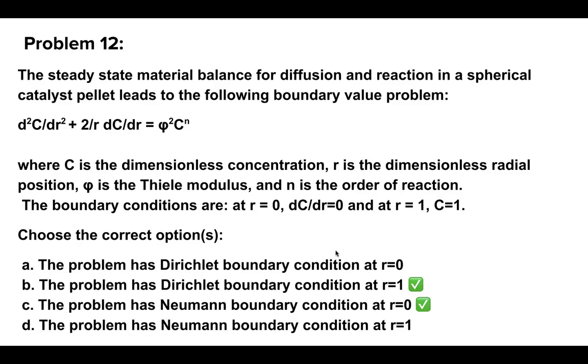So the answer is this. A Dirichlet boundary condition means a function value will be given. That is given at R equal to 1. So at R equal to 1, there is a Dirichlet boundary condition, that is option B. And at R equal to 0, we are given the gradient. This means it's a Neumann boundary condition at R equal to 0. That is option B and C: Dirichlet boundary condition at R equal to 1 and Neumann boundary condition at R equal to 0. I hope this is clear.